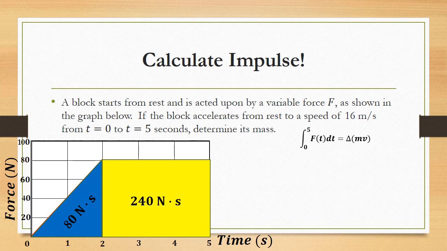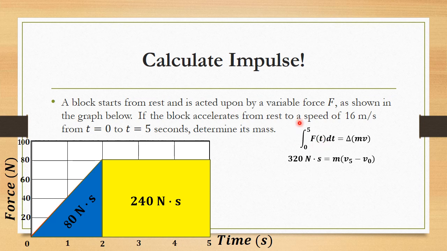And if you multiply these, you get 240 newton seconds. And again, that's only the impulse, or how much the momentum changes from 2 until 5 seconds. That's only for that 3-second interval. Since we want to answer the question from 0 to 5 seconds, we just sum these two impulses, and we get a total of 320 newton seconds.